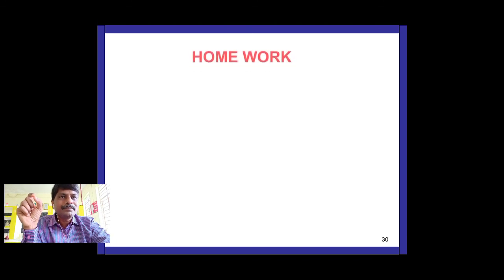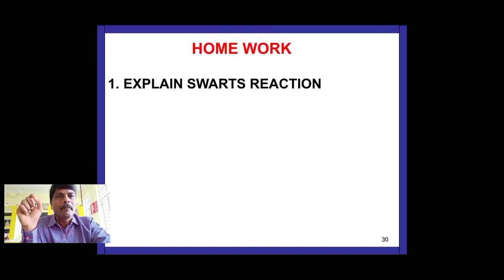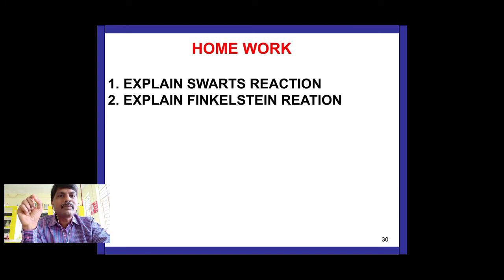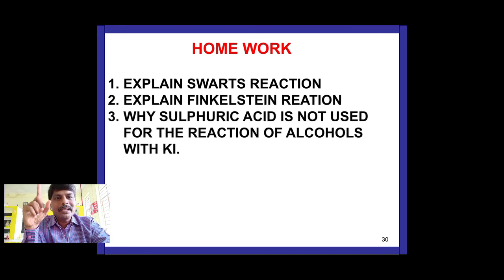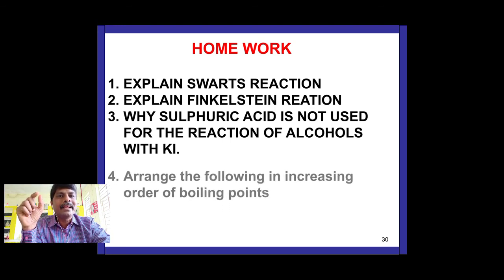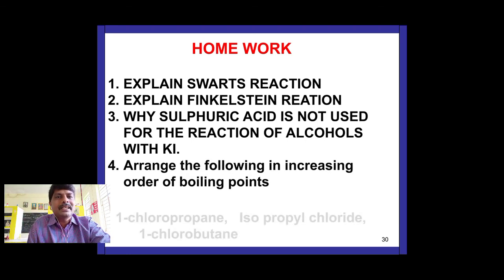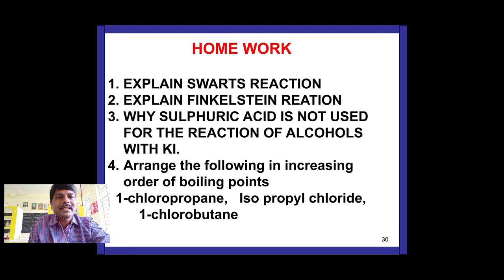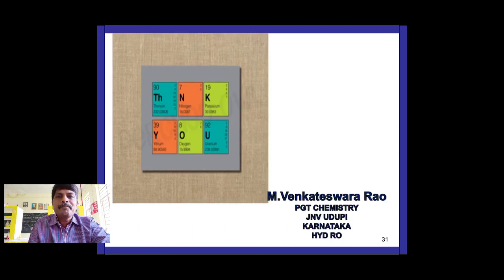Okay students, next some questions are given for homework. Explain Swarts reaction, explain Finkelstein reaction. I told you that in the preparation of alkyl halide from alcohol with KI, phosphoric acid only is used. Why is sulfuric acid not used for the reaction of alcohols with KI? And arrange the following in increasing order of boiling points. Three haloalkanes are given: 1-chloropropane, isopropyl chloride, 1-chlorobutane. Arrange all these three in increasing order of boiling point. Okay.